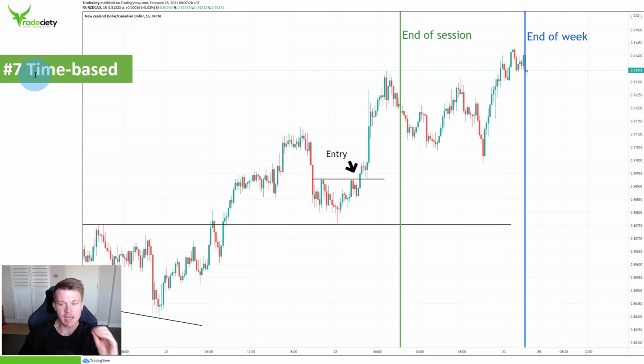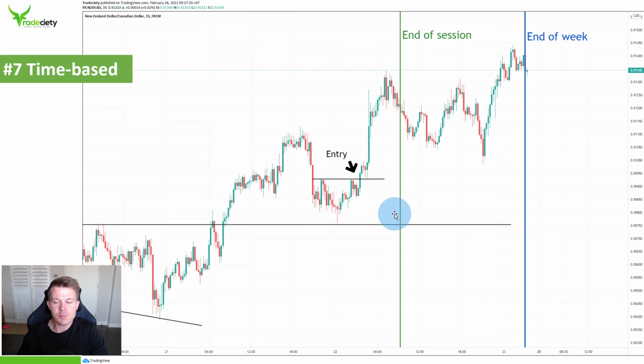Number 7 is a time-based approach. Time-based approaches can often be used in combination with other target approaches. So you may use, for example, a fixed reward to risk ratio, or maybe a support resistance target approach. But you can also add on top of that a time-based approach.